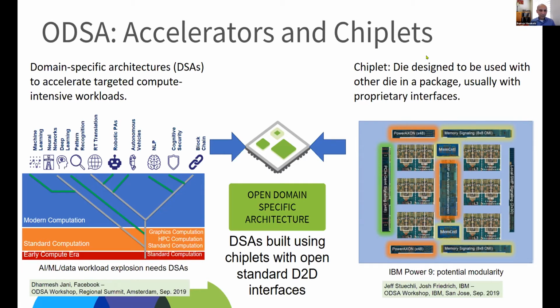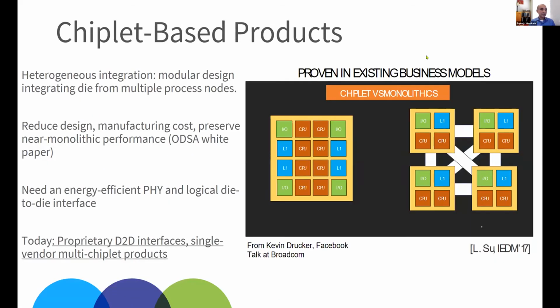Where you implement your product as a collection of die in one package rather than as a monolithic device. The picture on the right is from IBM, where they reimagined the Power 9 as a collection of chiplets, where each chiplet implements some modular portion of the design. So this specific group looks at how we build open interfaces into chiplets so that you can mix and match devices from multiple vendors.